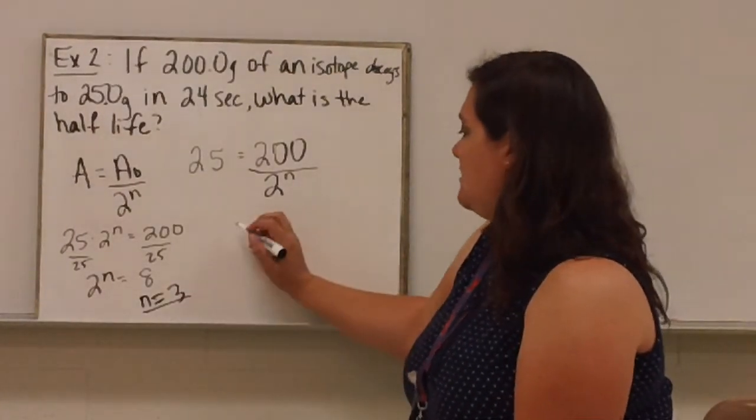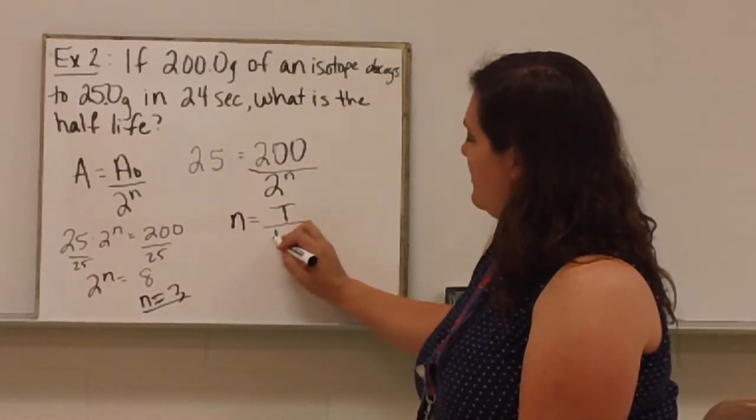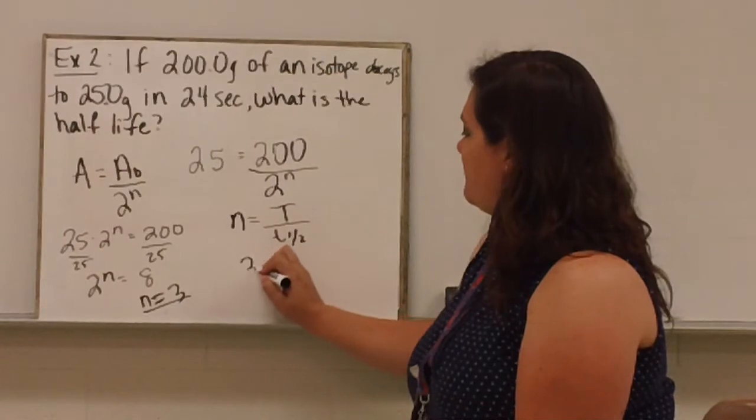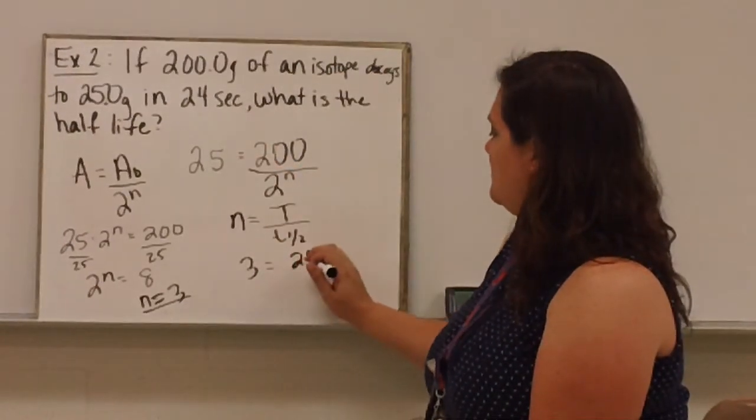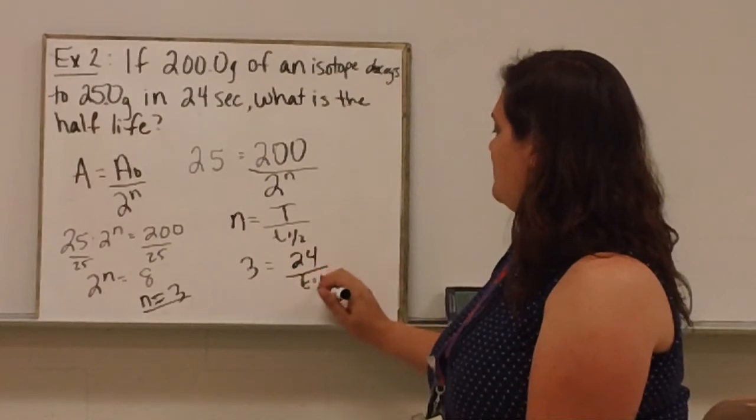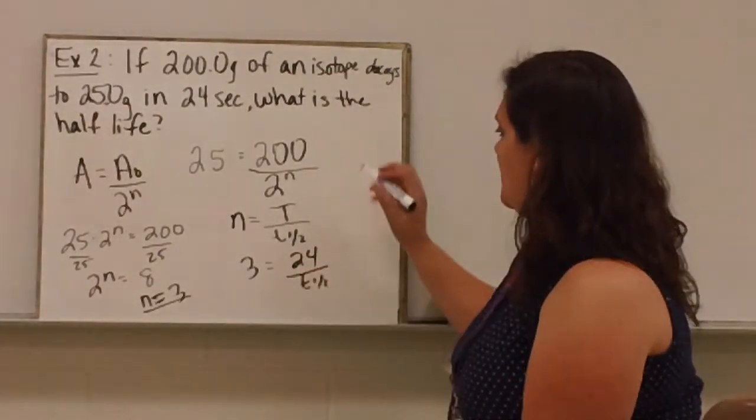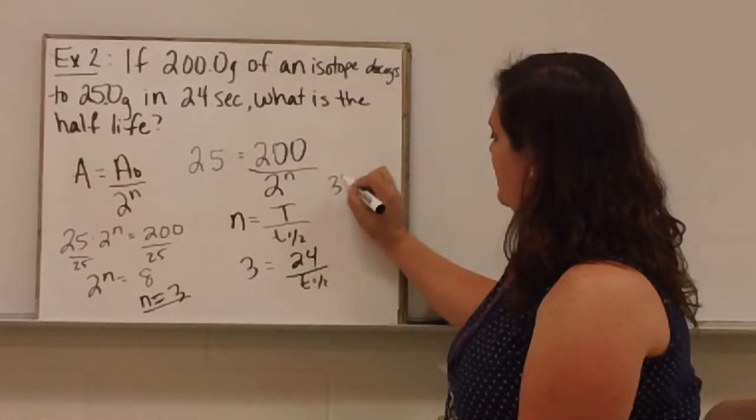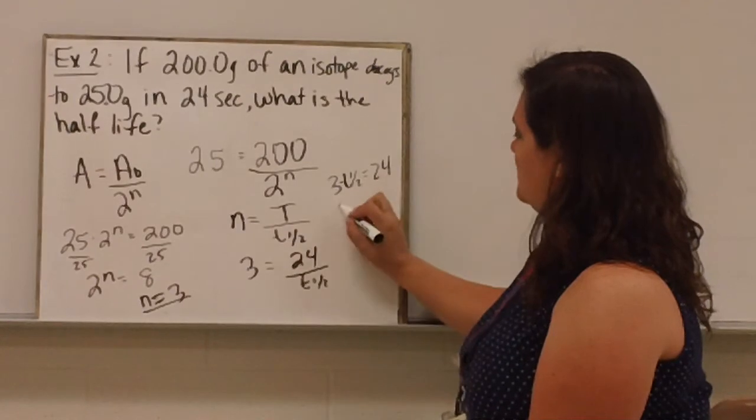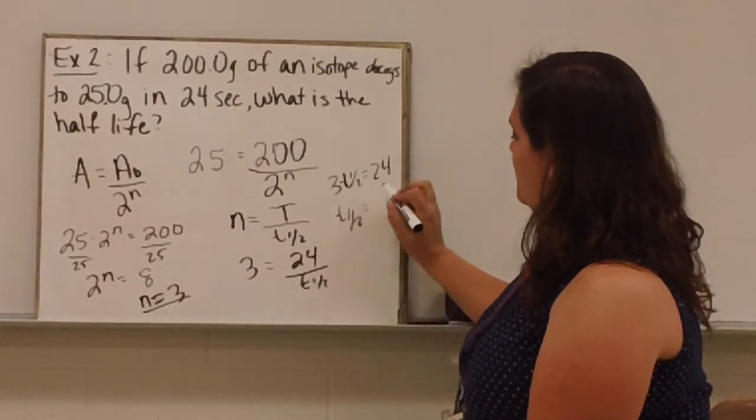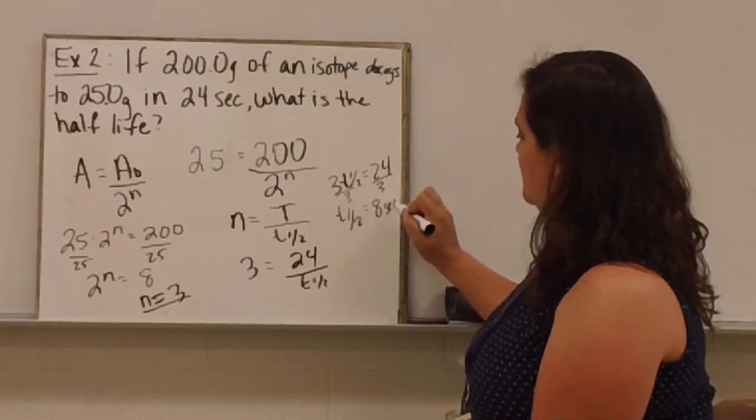So since 2 to the n is equal to 8, n is equal to 3, and remember we learned that n was equal to the total time over the half-life time. So 3 is equal to our total time, which was 24 seconds, over our half-life time. So again, we have to get our variable out of the denominator, so we'll cross multiply, and we'll get 3 times t1/2 equals 24. So t1/2 will be equal to 24 divided by 3, which would be 8 seconds.